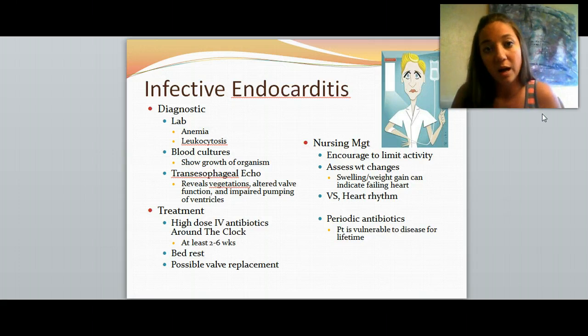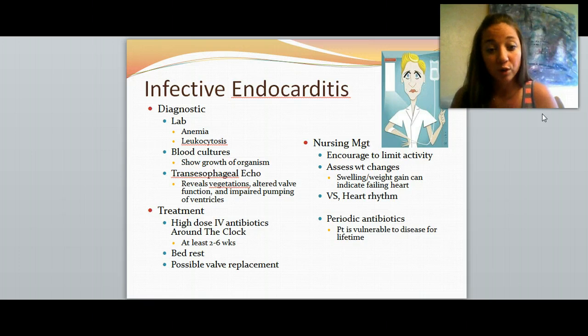To treat it, we want to give them high doses of IV antibiotics because we don't want it to be diluted. We want it to go straight to that heart and really saturate those valves and wherever the organisms can be dwelling. Okay, those antibiotics are going to be given around the clock for at least 2 to 6 weeks, which is a very long time to be on antibiotics.